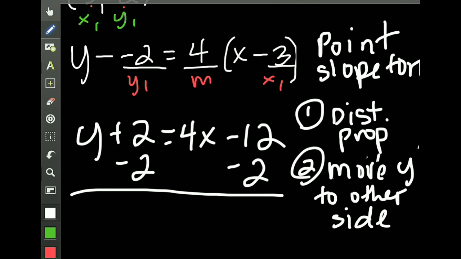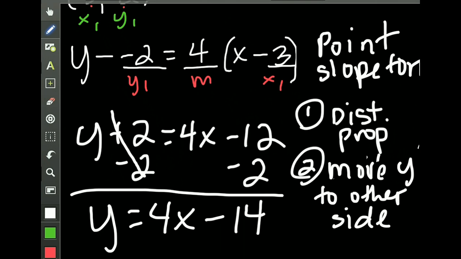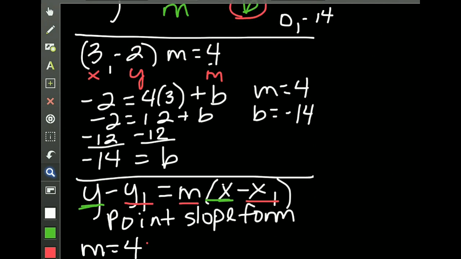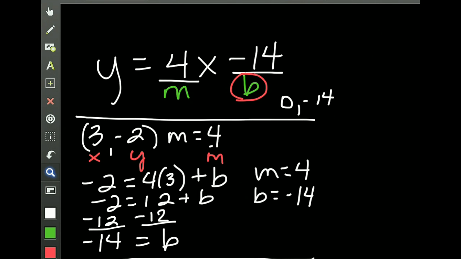So, Madison, what happens to our 2 and our negative 2 on the left-hand side? They cancel off. Okay, now, what happens to our 2 and negative 12, Madison? It becomes negative 14. There we go. So we got y equals 4x minus 14. Should we go back and check to see if that's the same that we got above? It is. Exactly the same.